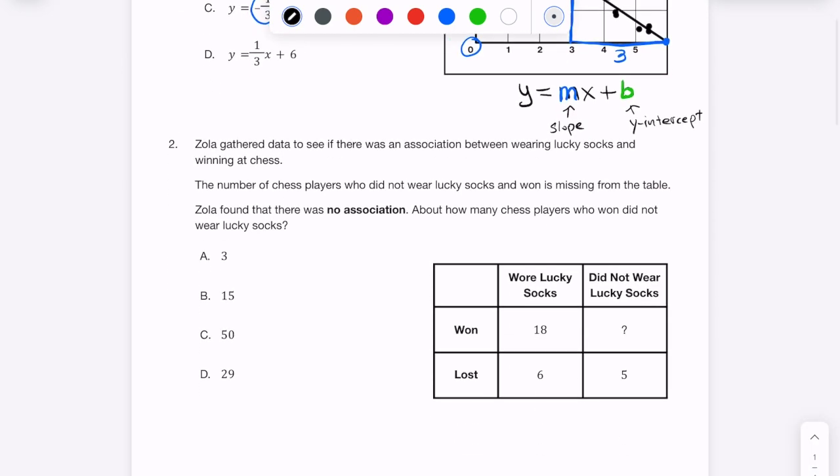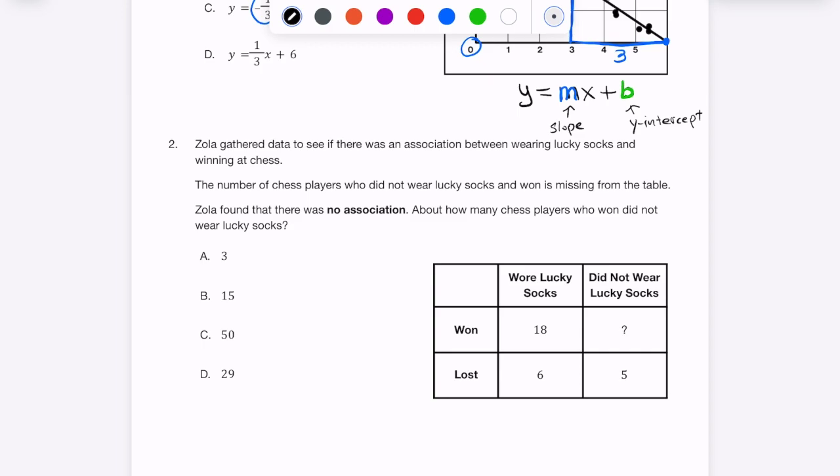All right, question 2. Zola gathered data to see if there was an association between wearing lucky socks and winning at chess. The number of chess players who did not wear lucky socks and won is missing from the table. Zola found there was no association. About how many chess players who won did not wear lucky socks?